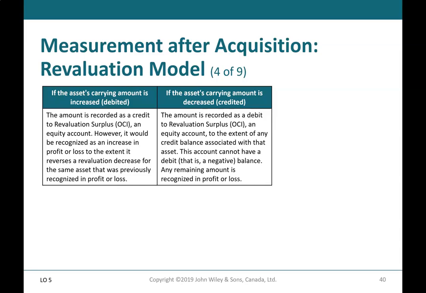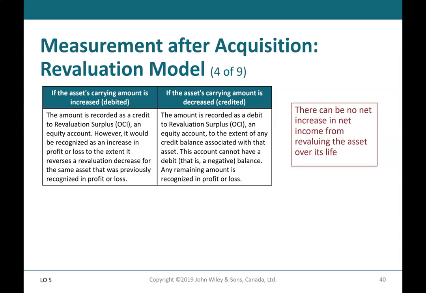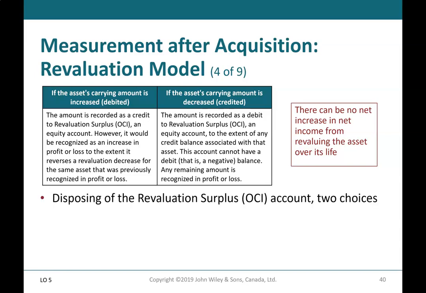If the asset's carrying amount is decreased, credited, the amount is recorded as a debit to revaluation surplus, OCI, an equity account, to the extent of any credit balance associated with that asset. This account cannot have a debit, that is a negative balance. Any remaining amount is recognized in profit or loss. There can be no net increase in net income from the revaluing of the asset over its life.